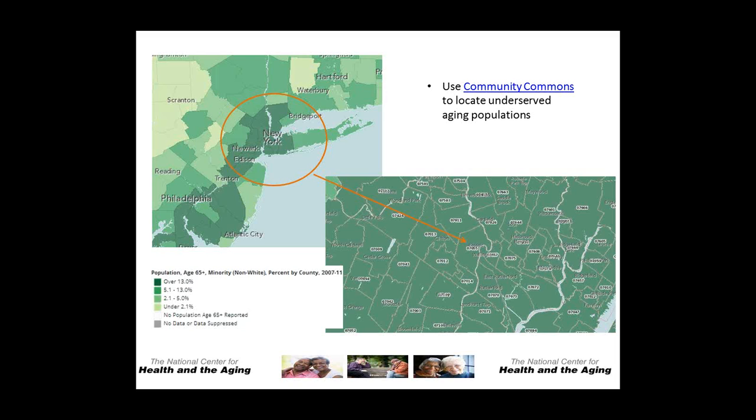So I highlighted that and then zoomed into it, and I identified Passaic County. I looked and saw that in this particular area, over 13% of that population is 65 plus and minority. And so I know that may indicate areas where they may be underserved or have specific needs.